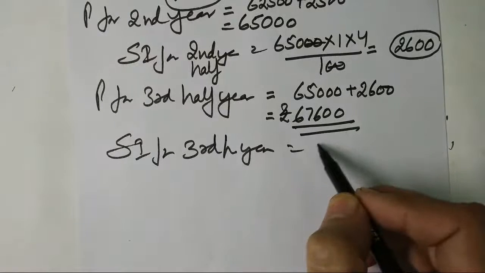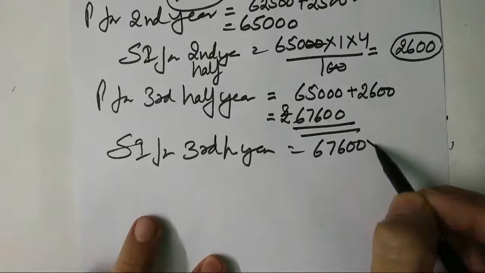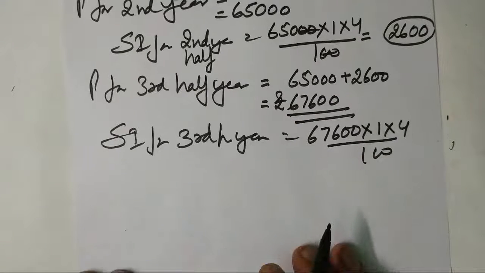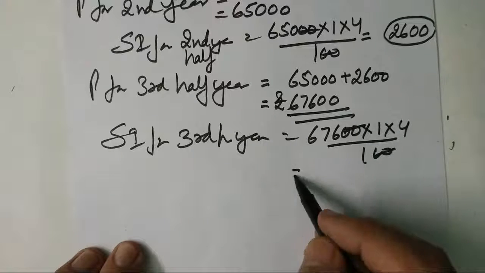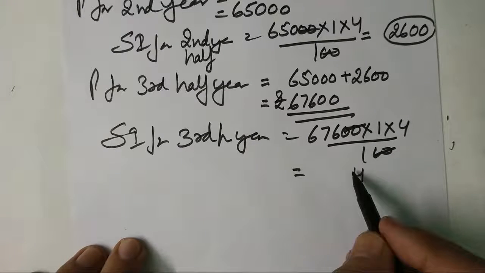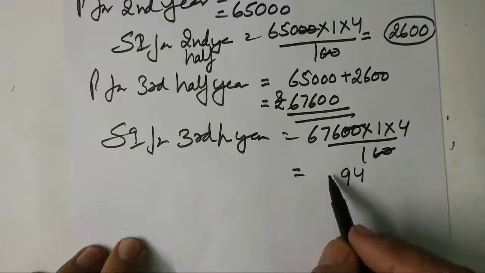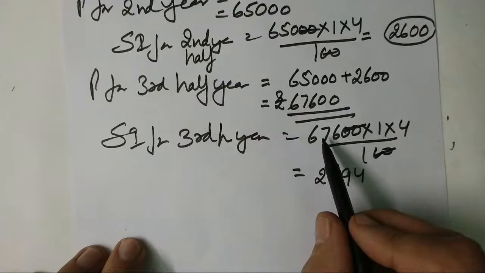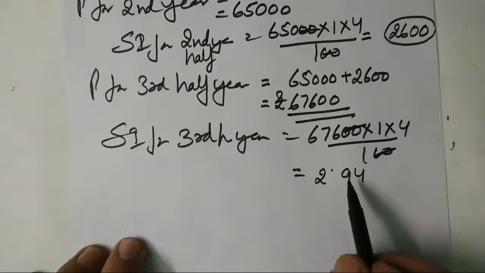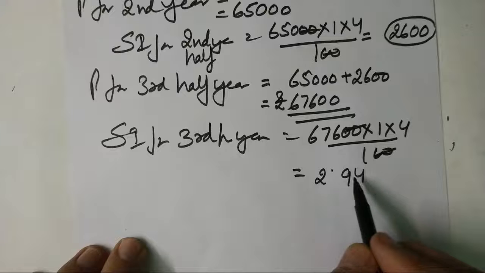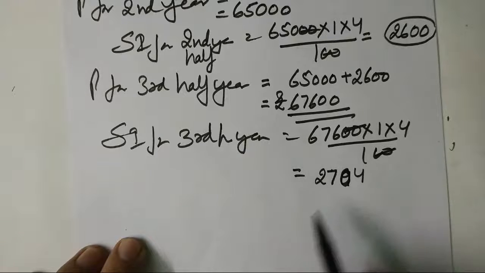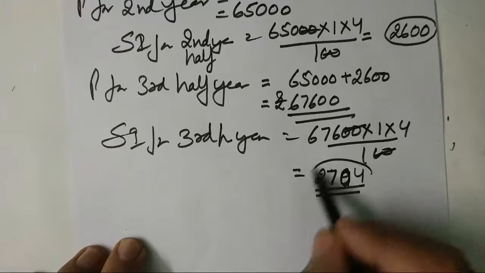which will be 67600 into time into rate upon 100. You will get interest for the third half year. So 4 multiplied by 676 we will do. 4 into 6, 24. 2704 is the interest for the third half year.